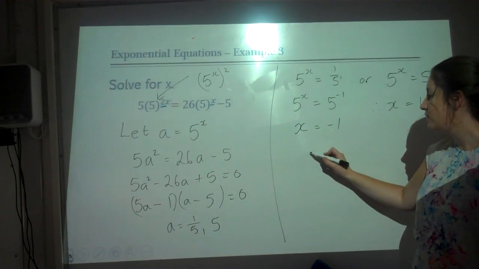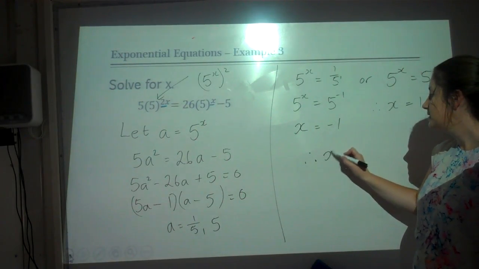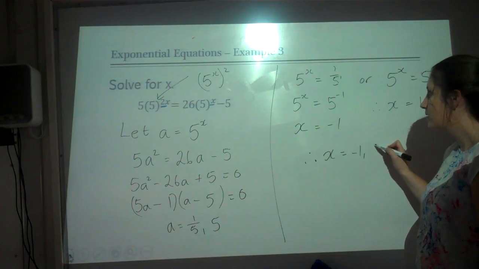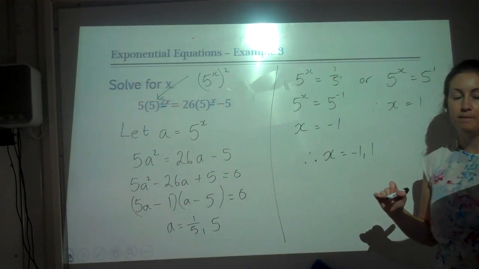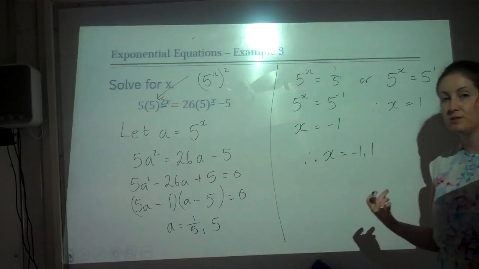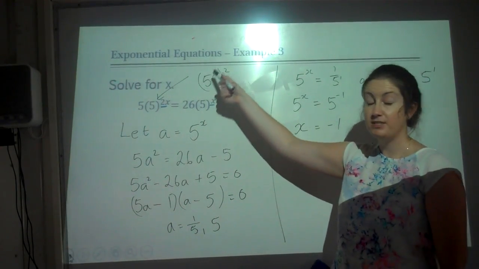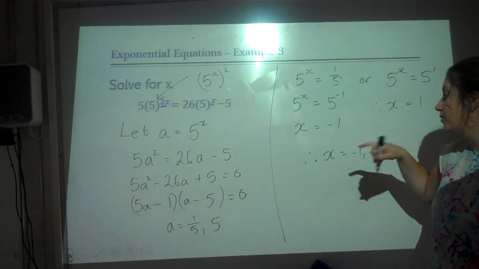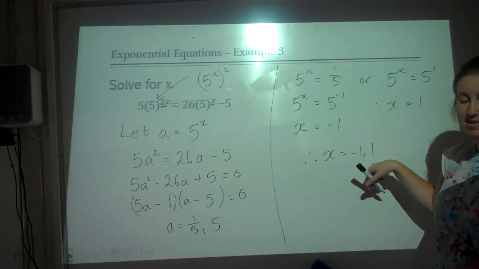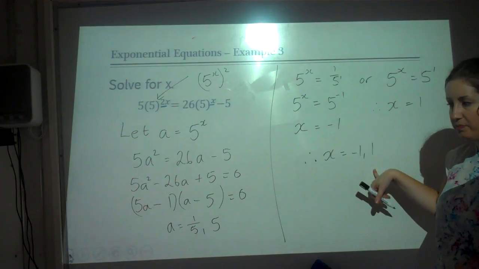Therefore, x equals negative 1. So our possible answers are that x can equal negative 1 or positive 1. We think, are these both possible? Well, yes. We know for exponential functions, and that's what this is, 5 to the power of x, the domain is all real numbers, so we can have x as being negative or positive.